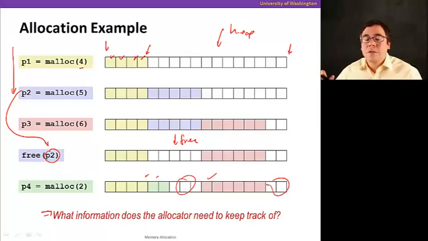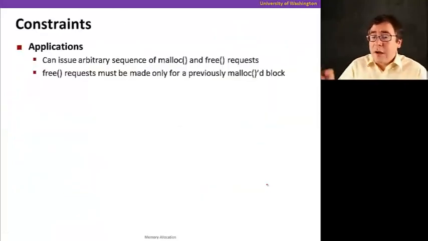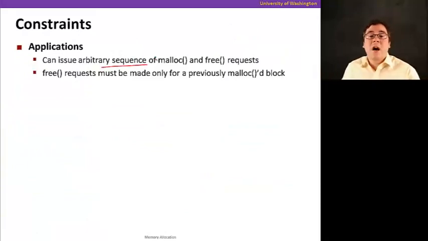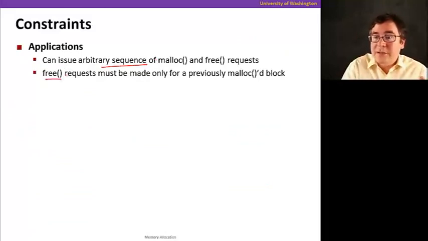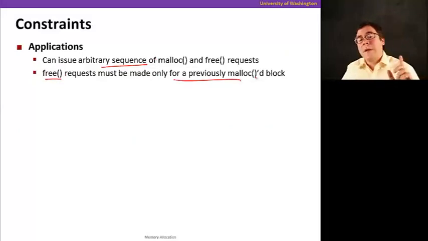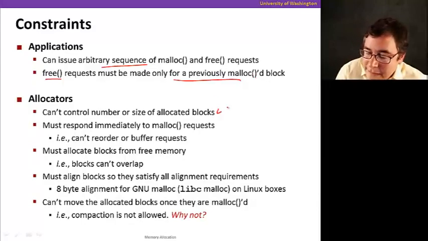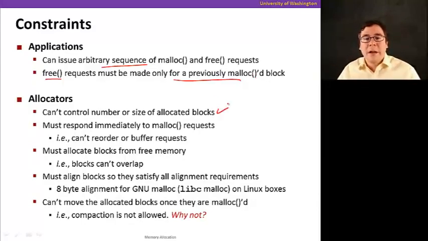Let's see what kind of constraints allocators have. First, from the application point of view, it can issue an arbitrary sequence of malloc and free requests. Free requests must be made only to a previous malloc block. I've said this 2 or 3 times already because it's really important. From the allocator point of view, the first thing that's important to know is that it can't control the number or size of allocated blocks. This is something that the application does. The application does the requests, and the allocator just serves those requests, so it doesn't know what the application is going to need in the future.